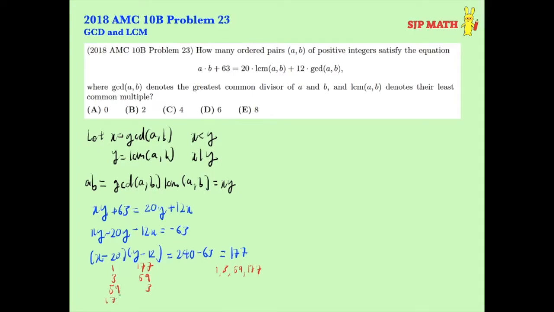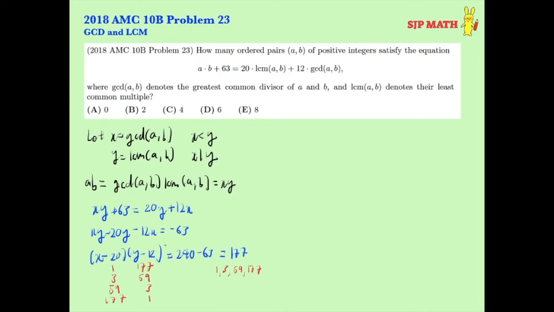And also we can do -1 and -177 and so on, but then that will result in at least one of x and y being negative, which cannot happen because a and b are positive integers, so the GCD and LCM must be positive as well.